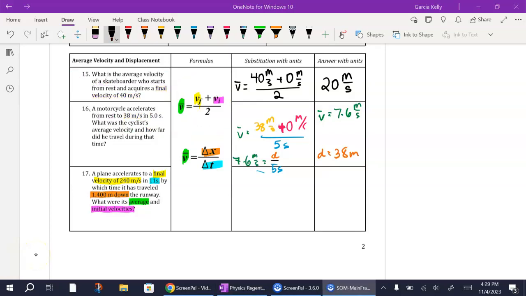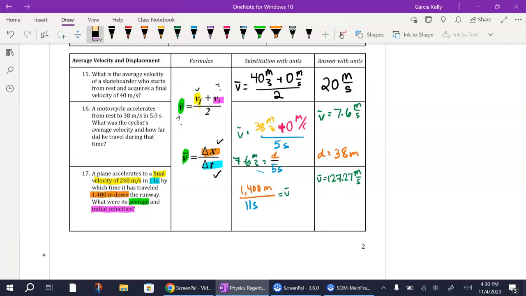In this last problem, I have to figure out the average velocity and the initial velocity. I have my final velocity, but I don't have my initial velocity. I don't have my average velocity, so I can't use that formula. I do have time and I do have distance, so I can figure out my average velocity. Let's plug that in: 1,400 meters divided by 11 seconds. Let's calculate that. That gives me 127.27 meters per second for my average velocity.